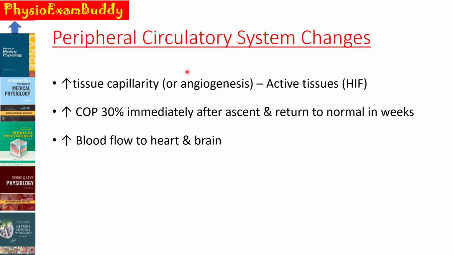Next is about the peripheral circulatory system changes during acclimatization. In active tissues exposed to chronic hypoxia, there is an increase in the tissue capillary density. This is because angiogenesis will be initiated by hypoxia inducible factors, and the cardiac output often increases as much as 30% immediately after a person ascends to the high altitude, and it returns to normal within weeks. The blood flow to the heart as well as brain is also found to be increased during acclimatization.